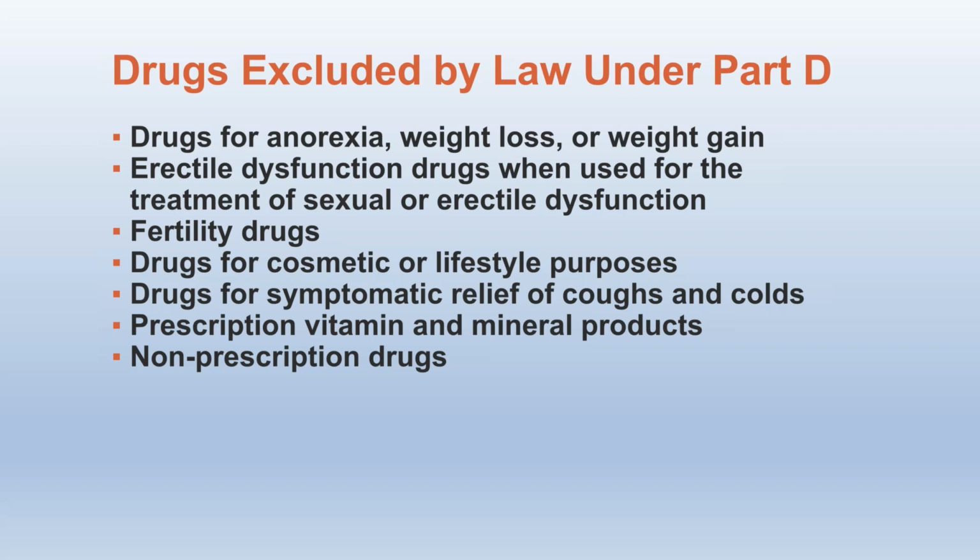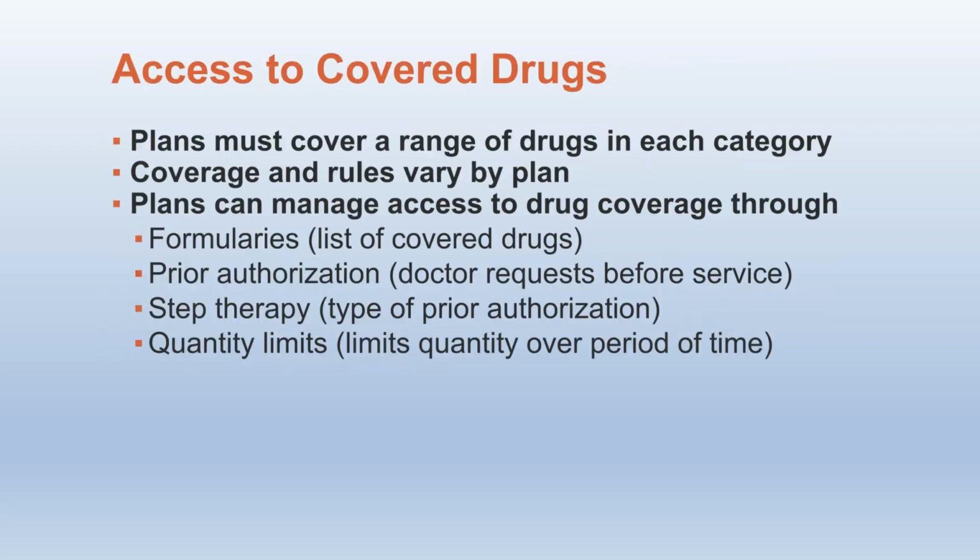Access to covered drugs. So each plan must cover a range of drugs in each category, but the coverage and rules can vary by plan. You can see these rules and coverages by looking at a plan's summary of benefits, and also their formulary, which shows the list of covered drugs and whether or not they require prior authorization, step therapy, or quantity limits.